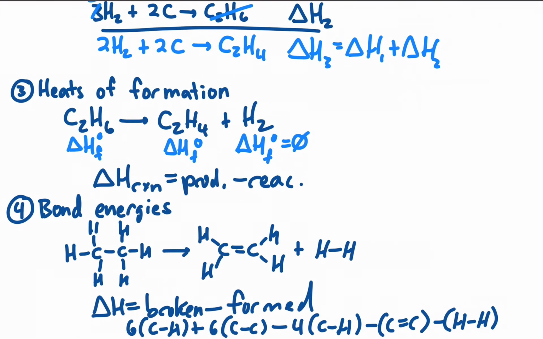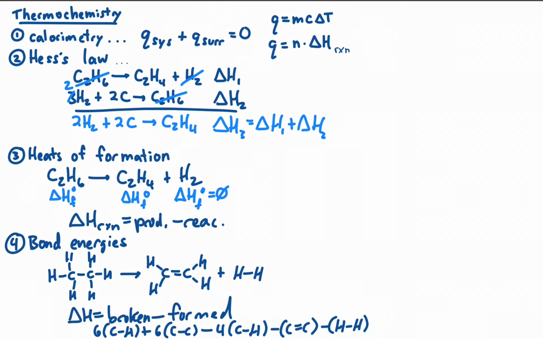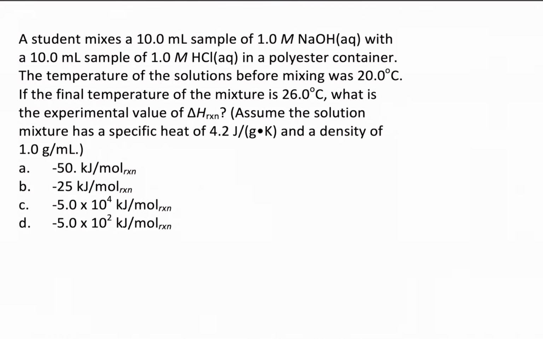So I would look up these numbers. They'd have to be given to me. You never need to memorize these kinds of things. Plug them into broken minus formed, and that would give me an approximation of the delta H value. So that's a rundown of the kinds of things you might see on some practice questions. Speaking of, let's look at some practice questions.